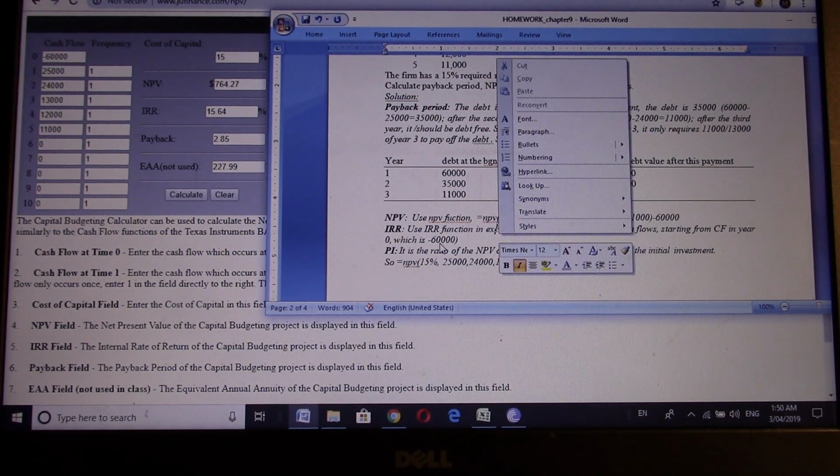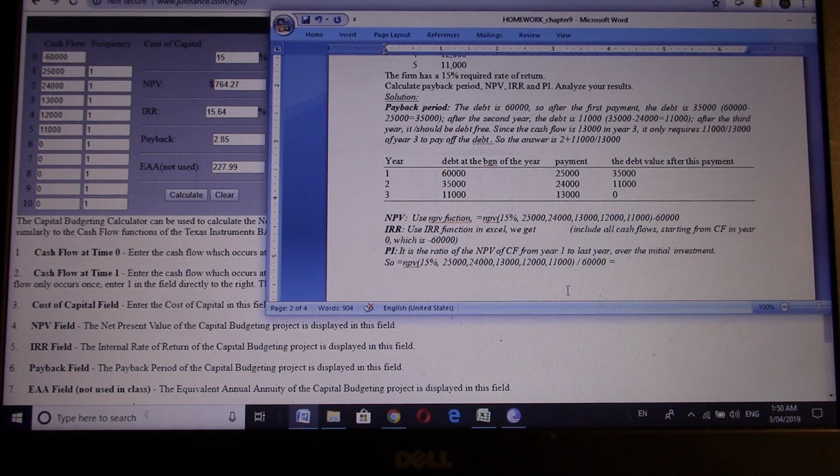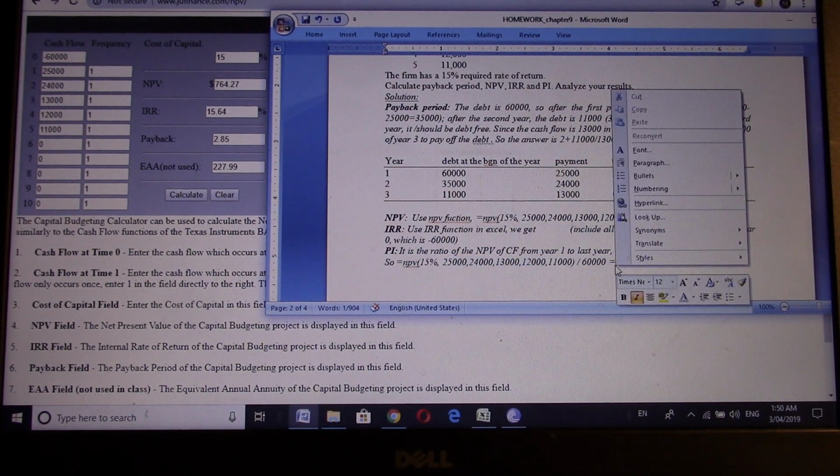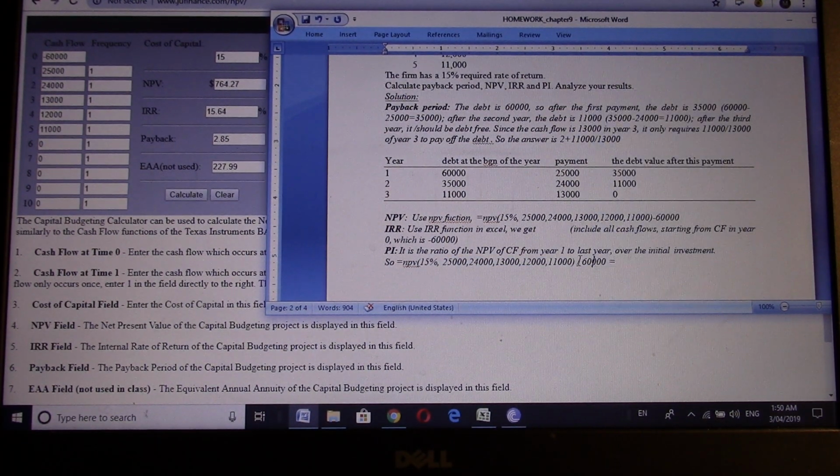Okay, so PI again, you should use the NPV function of year 1 to year 5's cash flow and divide it by the initial expenses, but use the absolute number. Don't put a negative sign in front of $60,000. So this is this question.